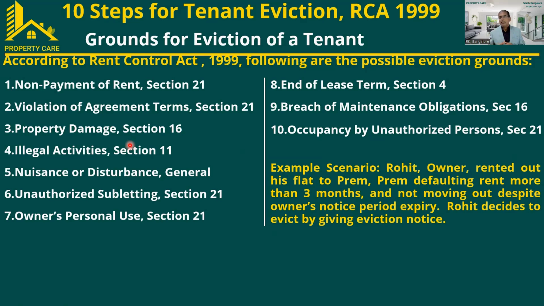He paid a deposit of some 1 lakh and the rent is 35,000. In such a case, he is not moving out and not paying the rent. So this is the sample scenario I'm taking. For this, what are all the steps an owner is supposed to take to evict a tenant?